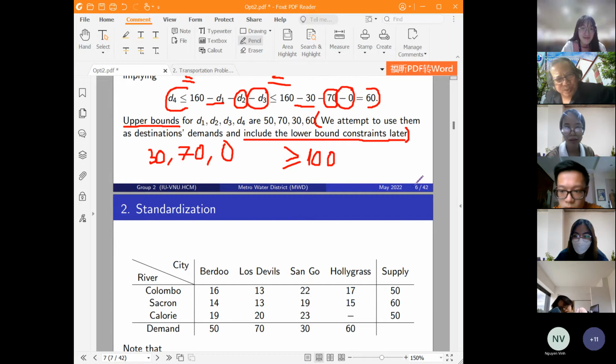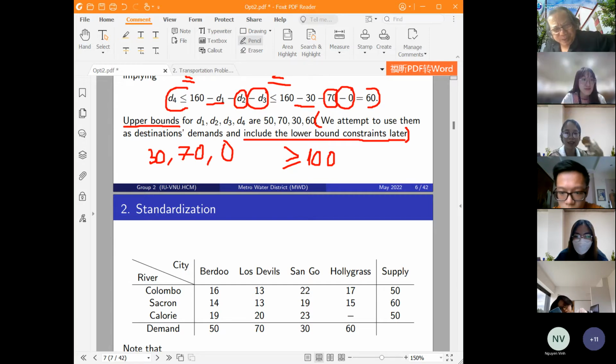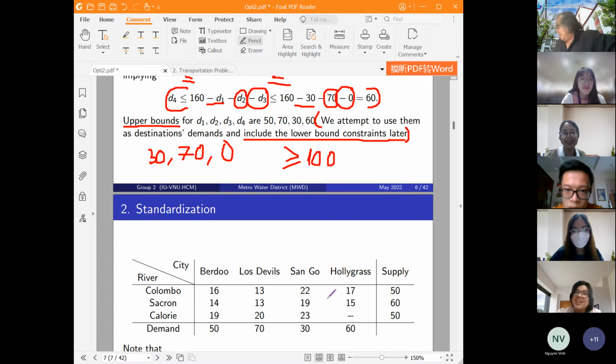Minh Quân, can you explain it in another way? So why do you use the demand? The demand is the maximum need, not the minimum. For example, you write out 60, and the other is 30.